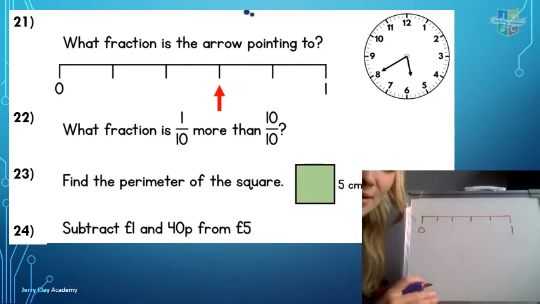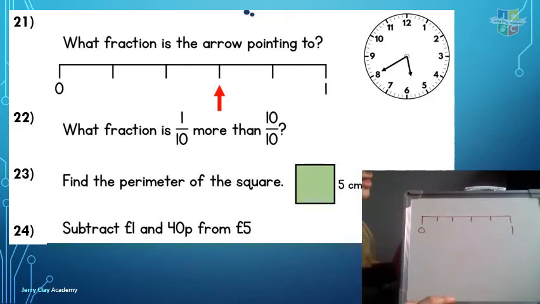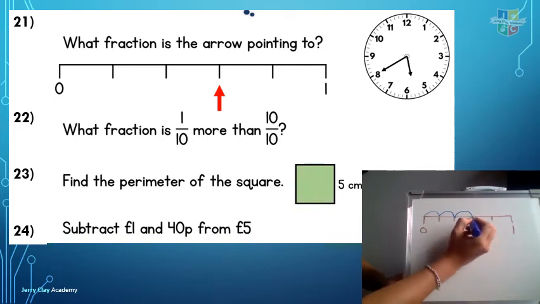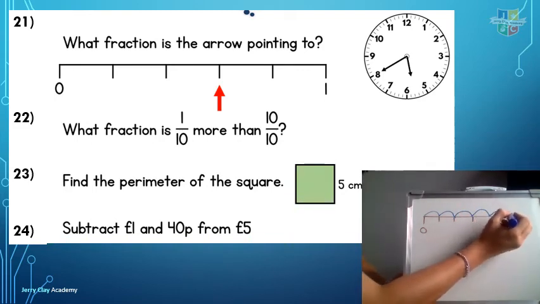Okay, so this time, this was a tricky one. So I wanted to know what fraction the arrow was pointing to. Now I know a fraction is a part of a number, and not a whole number, it's a part. So I first of all need to see how many parts I have got. Well, if I have a look, I've got 1 part, 2 parts, 3 parts, 4 parts, 5 parts.